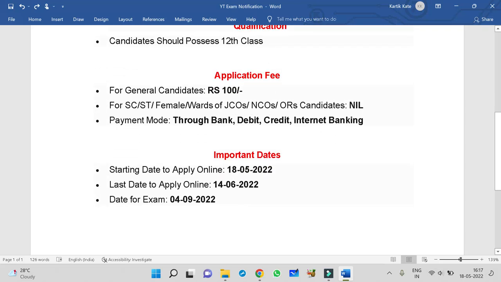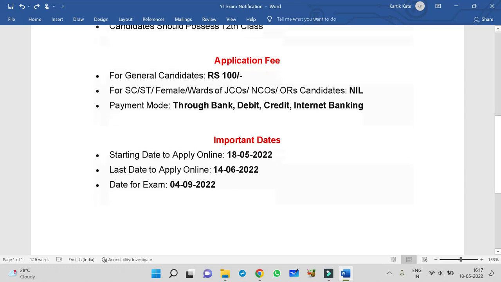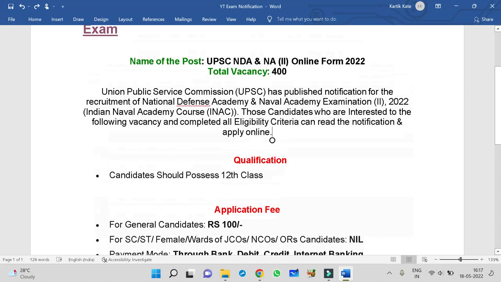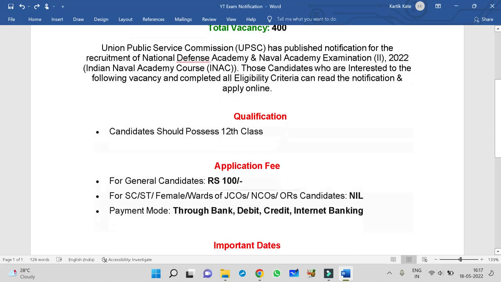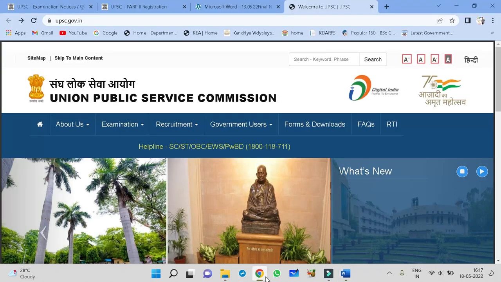Important dates are very important. The application started on 18th May and will end on 14th June. The date of examination is 4/9, which means September 4th, 2022. If you want details about this notification, you have to go to the website.